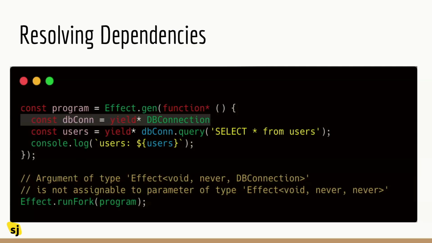The place where Effect comes in, because we haven't provided the implementation to it. Effect can track it. Hey, nowhere in your program you provided an implementation. Effect is going to be like, hey, the database connection isn't assignable to type never, meaning that I don't know what DB connection is. I can't help you there, right?